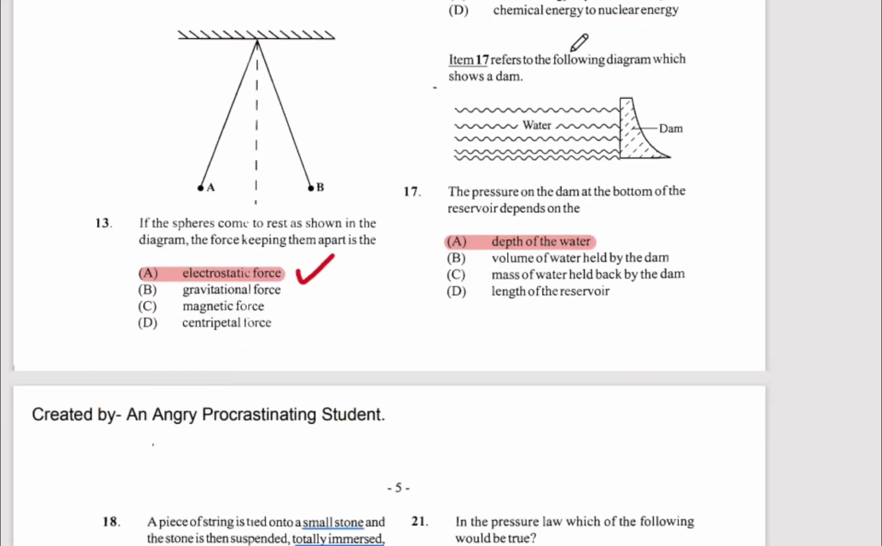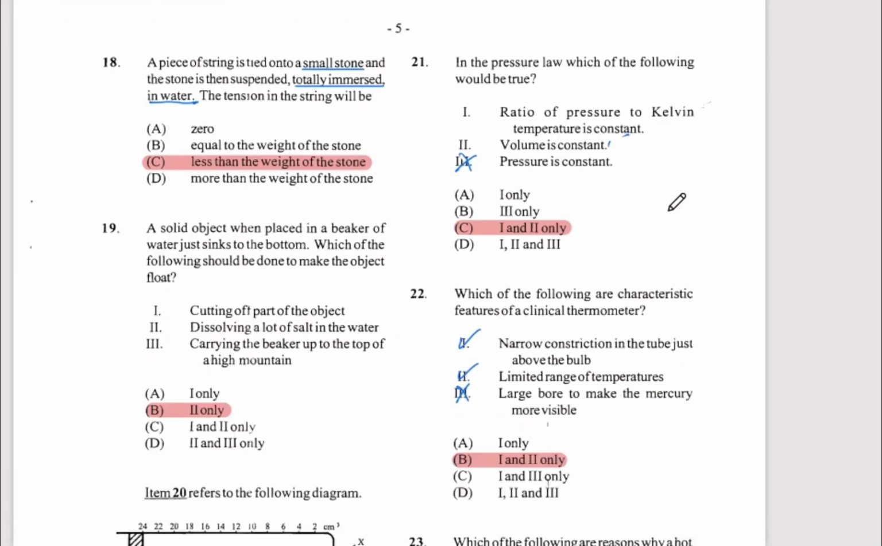Item 17 refers to the following diagram which shows a dam. The pressure on the dam at the bottom of the reservoir depends on the depth of the water. Question 18 says a piece of string is tied onto a small stone and the stone is then suspended totally immersed in the water. The tension in the string will be, and that's C, less than the weight of the stone.